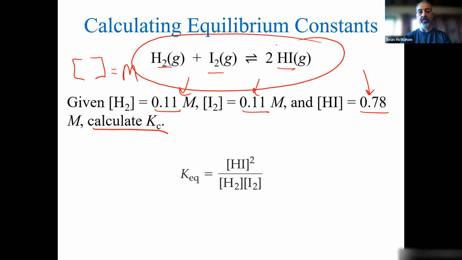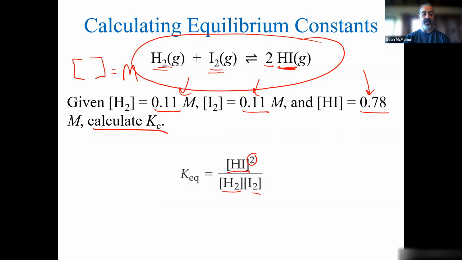So your K of equilibrium is products over reactants. My product is the hydrogen iodide. It's to the second power because of the coefficient of 2. My reactants are my iodine and my hydrogen. So my hydrogen and iodine.